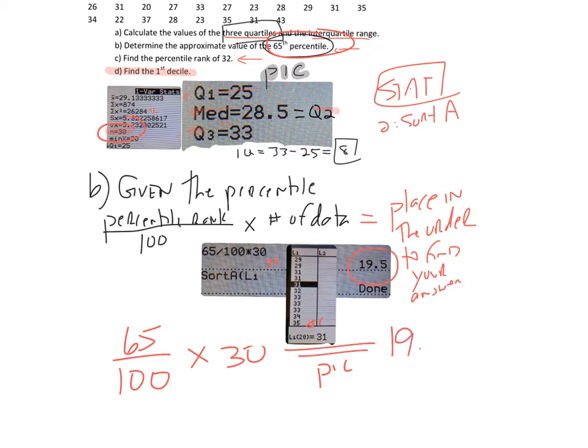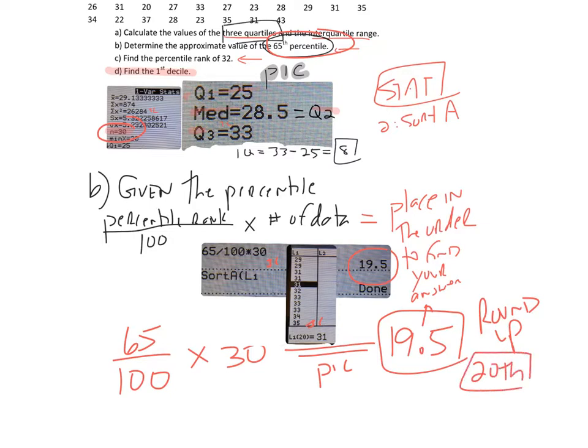Now you're going to take that answer, and remember, this is the place in the order where you're going to find your answer. You always round up. What they're saying is the 19.5 place in the order. So you're past the 19th place, which means the number that's 20th in the order is going to represent the value that's at the 65th percentile.